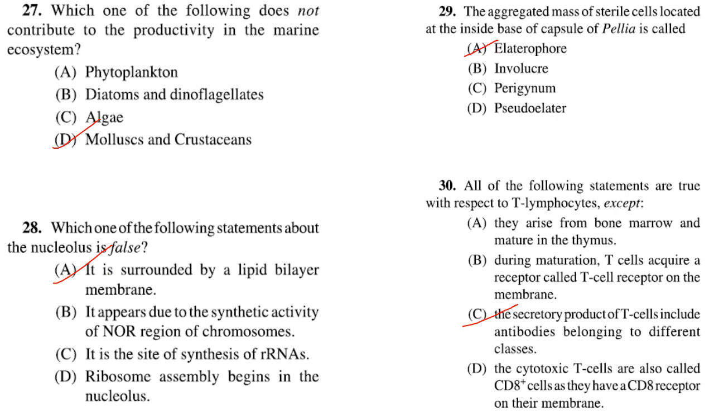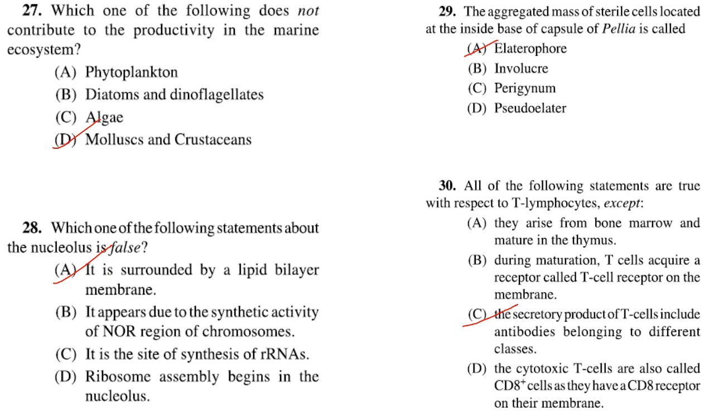Now next one. Which one of the following statements about the nucleolus is false? It is surrounded by a lipid bilayer membrane. It does not have a membrane. So that statement itself is false. Answer is option A. Then, the aggregated mass of sterile cells located inside the base of the capsules of Pellia is called elaterophore. Answer is option A.